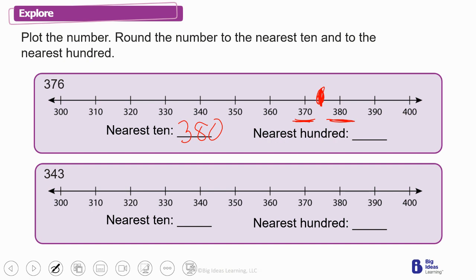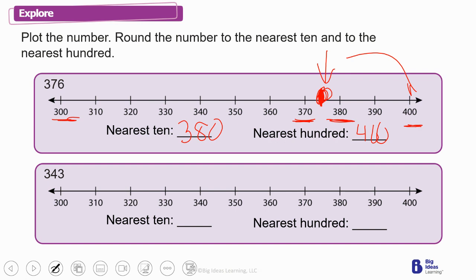All right. Now, if I'm going to round to the nearest 100, the nearest 100 is between 300 and 400. Again, it's still in the same spot. So which one is it closest to? It's closest to 400, which is the closest 100.